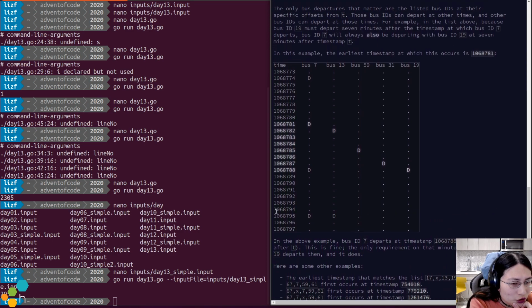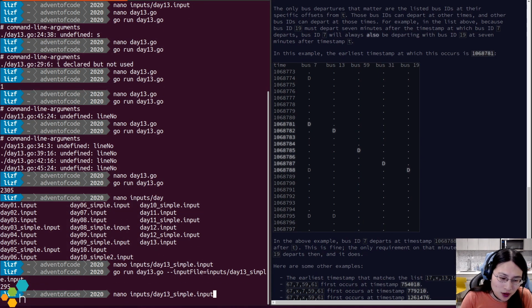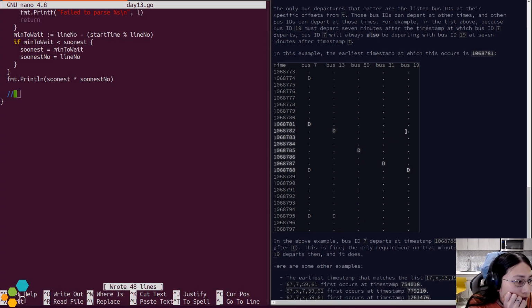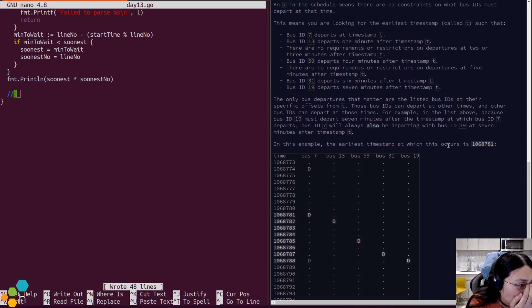Okay, I am still a little bit confused about parsing this problem. All right. Well, let's start translating some of this into code. There's this page that lists our doctrines, and make sure you can fly at least one ship for every named doctrine. Listed bus IDs at their specific offsets from T. Bus 7 will always be departing with bus 19.